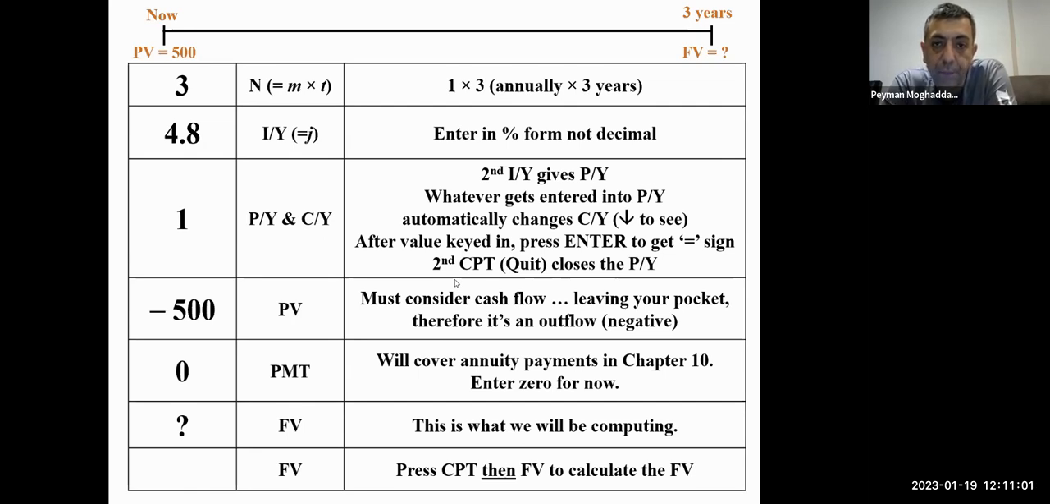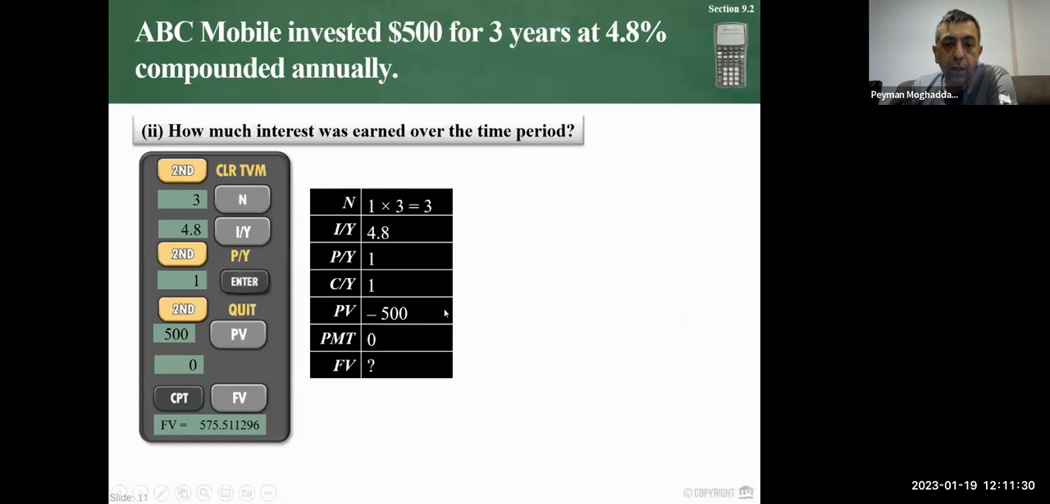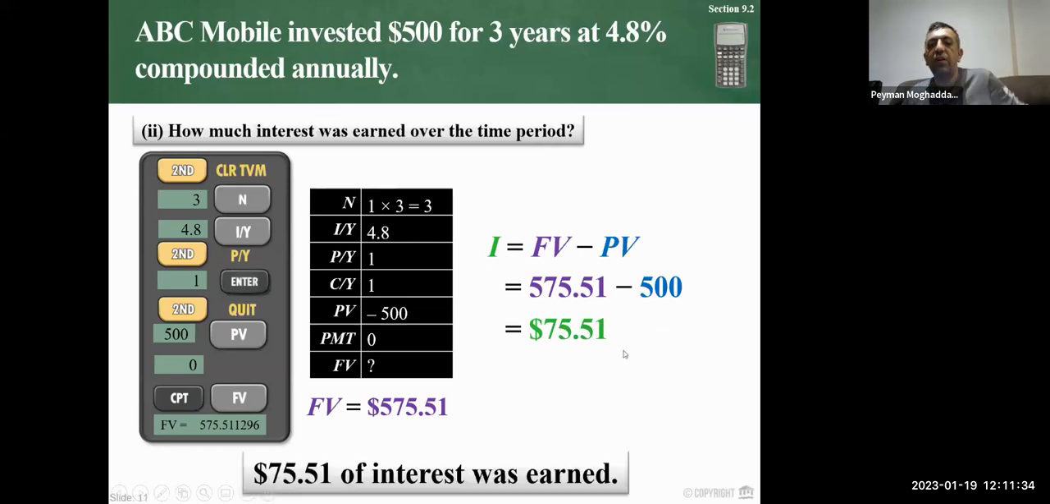Okay, I mean the nominal interest rate, and then the PV. You put minus 500 because it was an investment. PMT, as I said, you don't care about it. You put 0. We will discuss this in chapter 10 when we discuss the annuity. Then you put the FV, and then press CPT, then FV to calculate the FV. All right, so how much interest? FV minus PV, which is 575 minus 500, so it's 75.